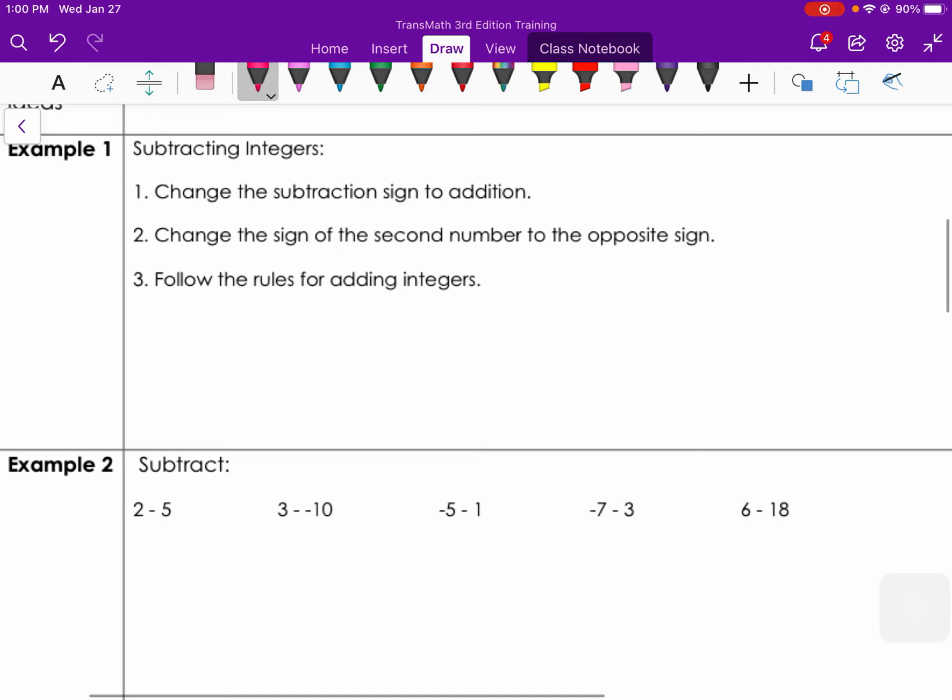So here's your steps. I want you to change the subtraction sign to addition and change the sign of the second number to the opposite sign. Then follow the rules for adding integers. So in short, I want you to add the opposite.